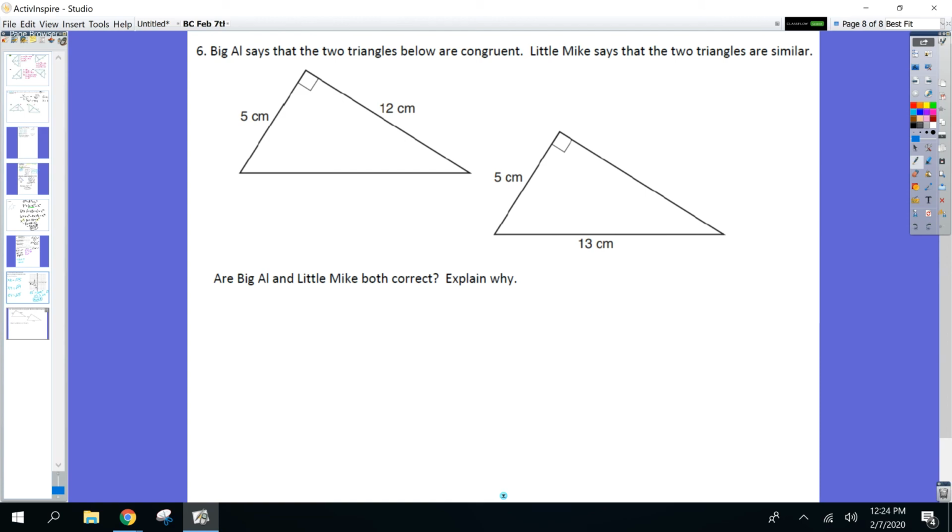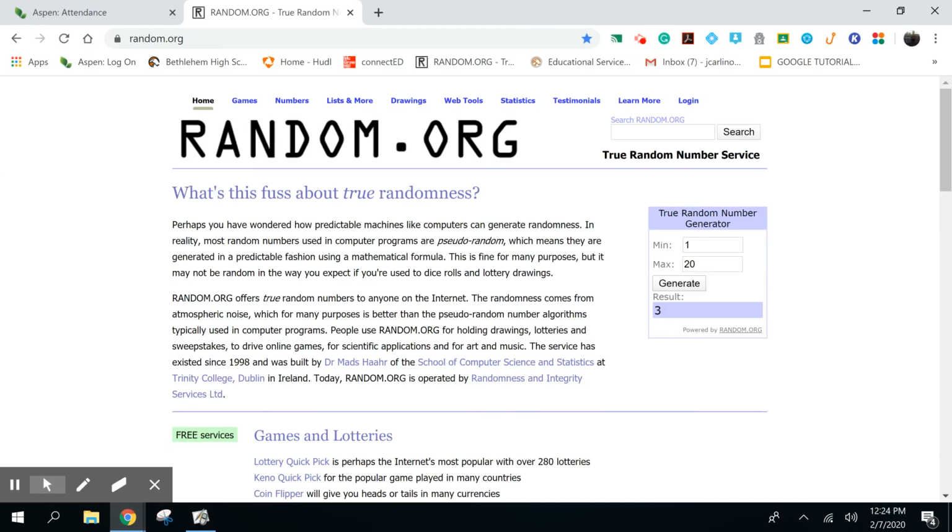We've been here 20 plus weeks now. You should be able to tell me why two triangles are congruent. And then are they similar? If you think they are, we just did a unit on similar triangles, so you should be able to tell me why they're similar. 4 minutes.